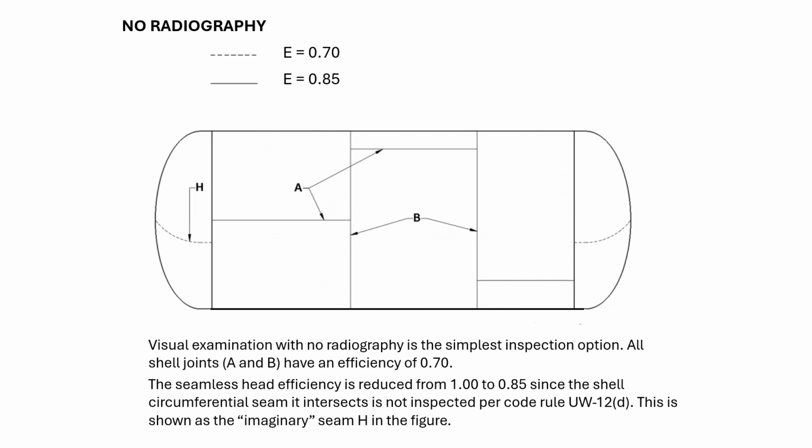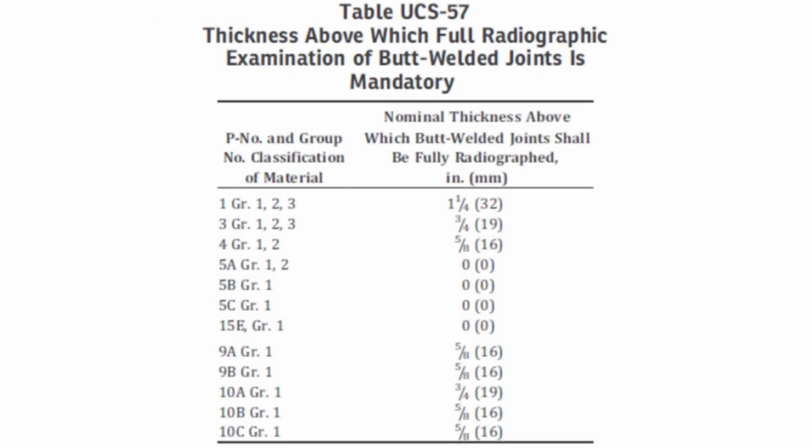Moving on to the next slide. You might be confused about why radiography and what the radiography requirement is. It depends upon thickness, given in UCS 57. Here, the P number is given with the group number, and this is the minimum thickness. If your plate exceeds this thickness for this group number, your radiography will be RT1.